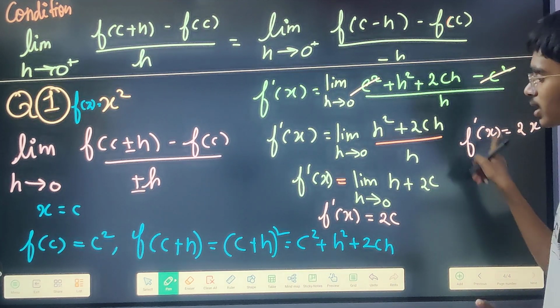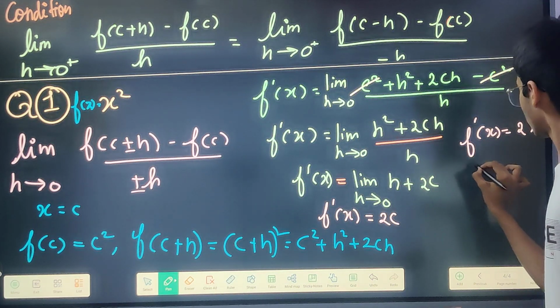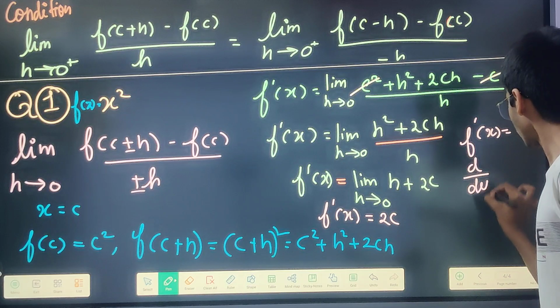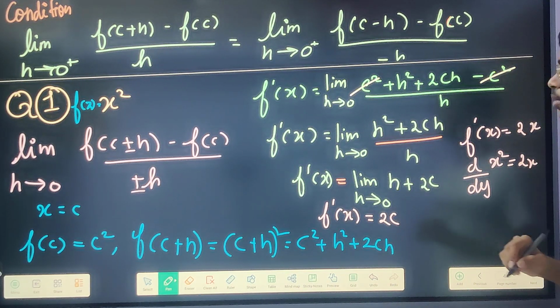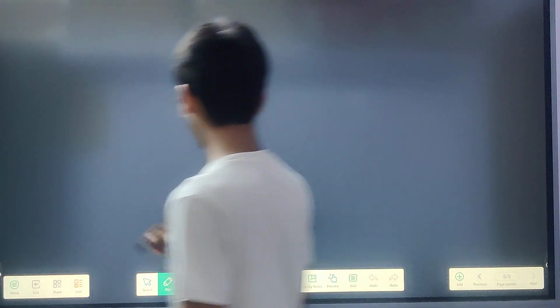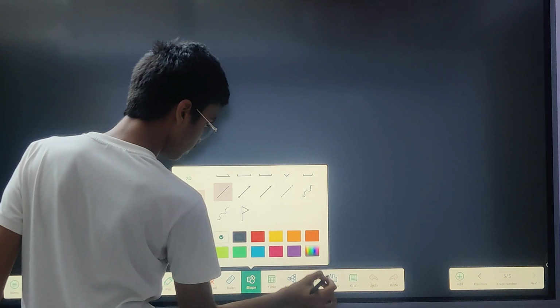Now what is f dash x? It is the differentiated value of the function. That means I can write it as d by dx of x square is equal to 2x. By the way, just note this one point, a very, very beautiful point this is.